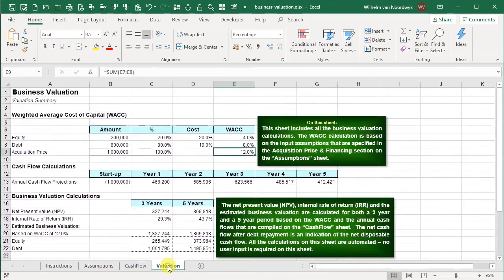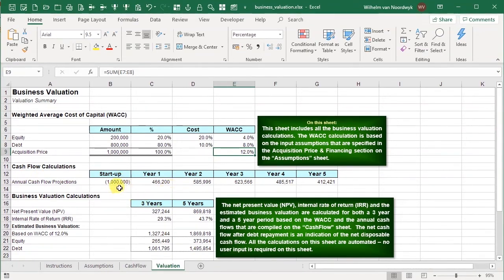Okay. So we'll then go to the valuation sheet. All the calculations on this sheet are also automated, and no user input is required on this sheet. The first part is the weighted average cost of capital calculation. As you can see, we use that acquisition price of $1,800,000 loan, so 200,000 equity, and this is our equity percentage. That's our cost of debt, so that gets us to a weighted average cost of capital of 12%.